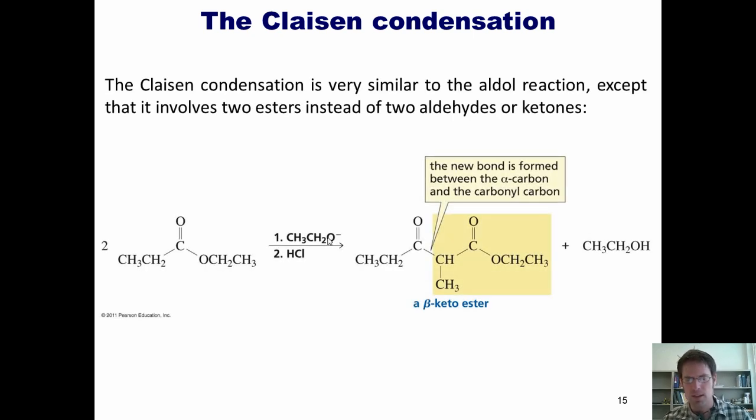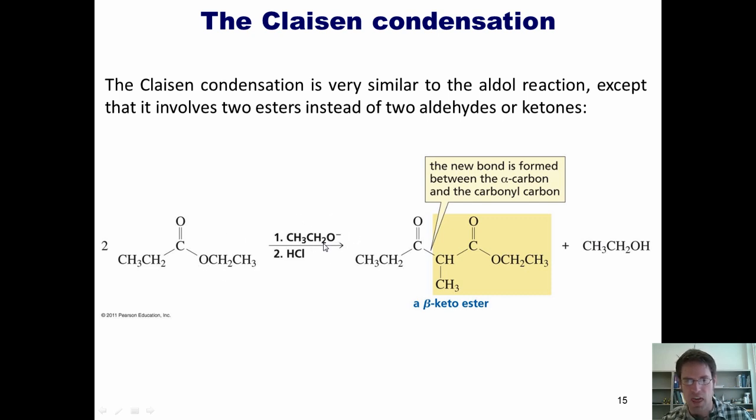condensation. The Claisen condensation is very similar to the Aldol reaction, except that it involves two esters instead of two aldehydes or ketones. By analogy, the product looks very similar to an aldol product, except that it has a beta-keto ester instead of a beta-hydroxyaldehyde. So basically what occurs here is we have to have a base that matches the ester.